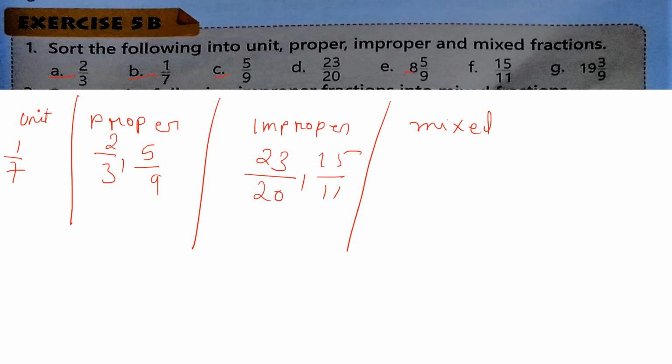Now mixed fraction. So here the combination of a whole number, 8 whole 5 by 9, and this 19 whole 3 by 9. Got it? So 1, 2, 3, 4, 5, 6, 7, 8, 9, 10. So total 10 are there. So let's count it. 1, 2, 3, 4, 5, 6, 7, 8, 9.